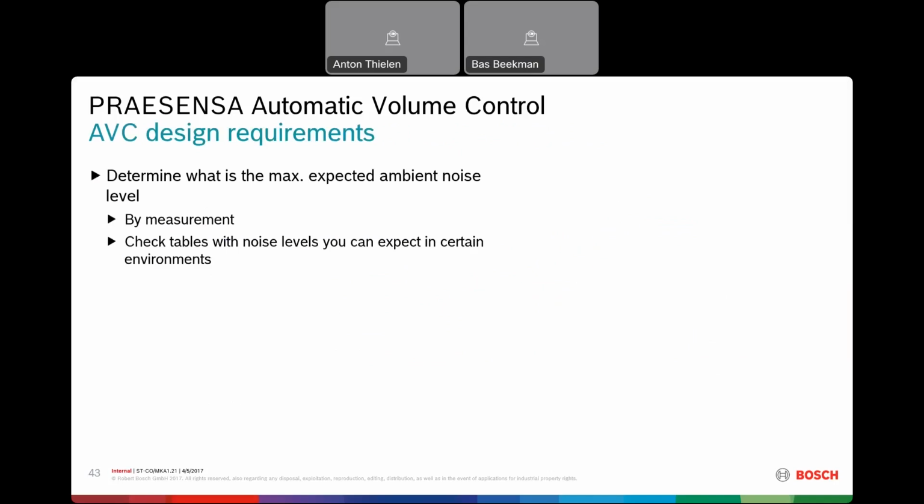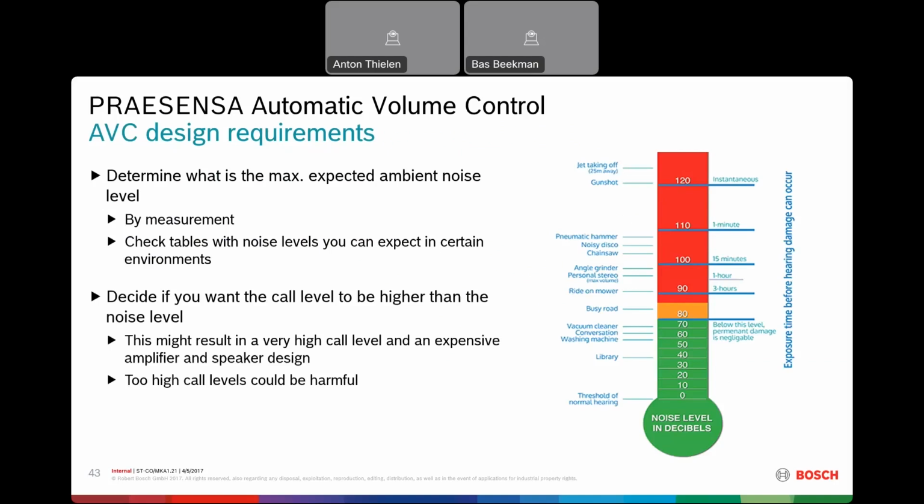Determine what is the maximum expected noise level. By measurement, check tables with noise levels you can expect in certain environments. Decide if you want the call level to be higher than the noise level. And this may result, as I mentioned before, in very high call level and an expensive amplifier and speaker design.